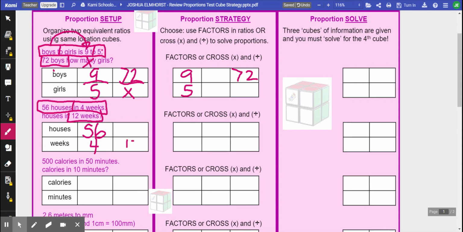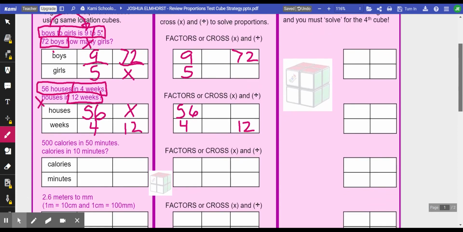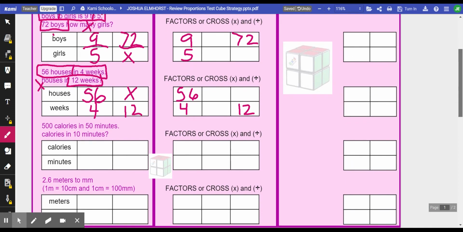Because 12 is on bottom on the left side, we put that on bottom on the right side, and then houses is our unknown, so we can put an X in there for what we don't know. So just move that over to the right. We'll get to the solving part later, but we're just going to focus on one thing at a time right now. Just focus on setting up the proportions by putting them into blocks.